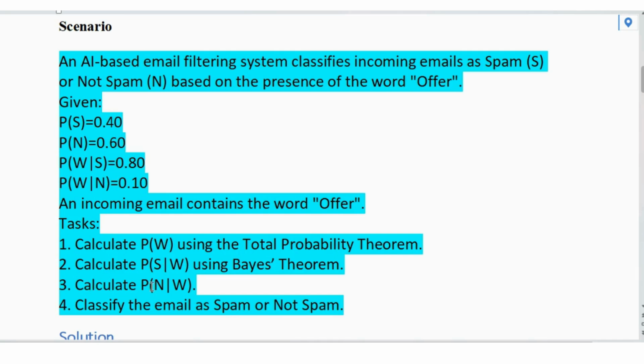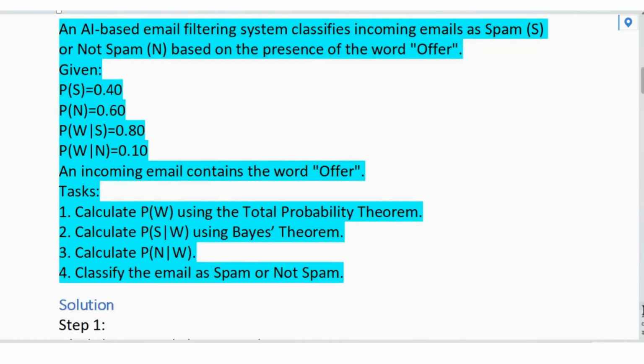Likewise, we are going to calculate this one: the probability that it is a non-spam mail given that it has the word offer. It is just the reverse of this, so again we'll be using the Bayes theorem. Based on these two values, whichever is greater, we will conclude whether it is a spam mail or a non-spam mail.